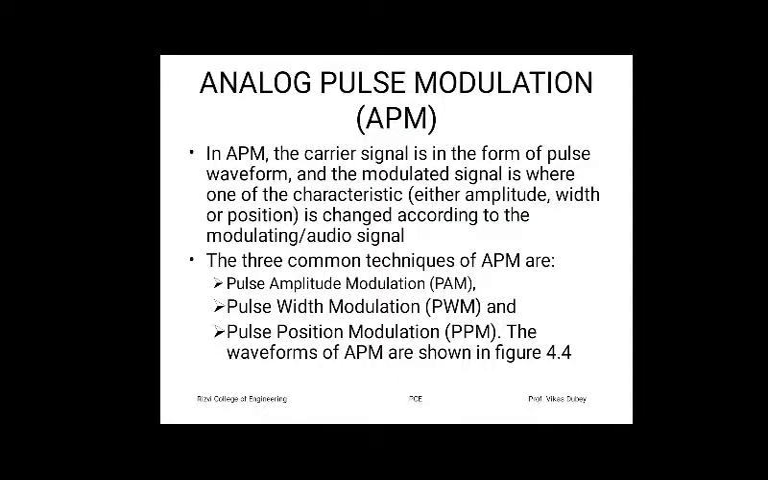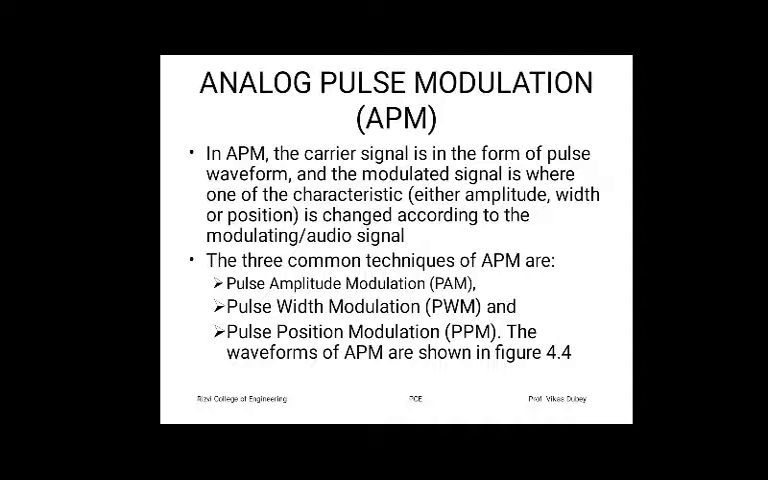So in APM, which is analog pulse modulation, the carrier signal is in the form of a pulse waveform, and in the modulated signal one of the characteristics, either amplitude, width, or position, is changed according to the modulating audio signal. So in APM, we can change the amplitude, pulse width, or pulse position of the pulse based on the amplitude of the modulating signal.